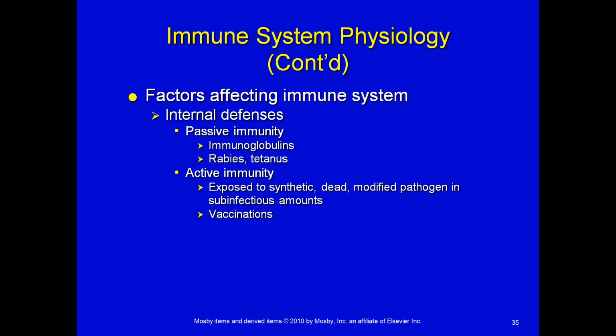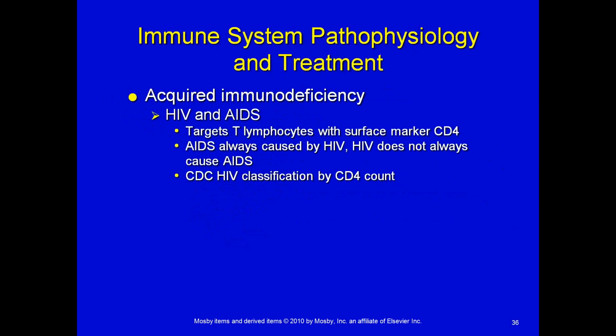Active immunity, that's where you're exposed to either a synthetic, dead, or modified pathogen or germ in a sub-infectious amount. So active immunity is, we're going to take the active process of giving you a little bit of the antigen so that you develop antibodies and don't get sick when you're actually exposed to the full amount of antigens. So vaccinations would be a good example of active immunity.